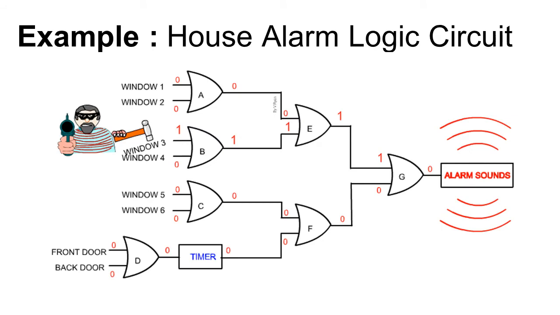Since the output requires at least one high state input, we use OR gate for all the circuit. In our second slide, we see that there's a burglar who is trying to break through the window. As I said, one high state input is enough to produce a high state output since we are using OR gates for the entire circuit.